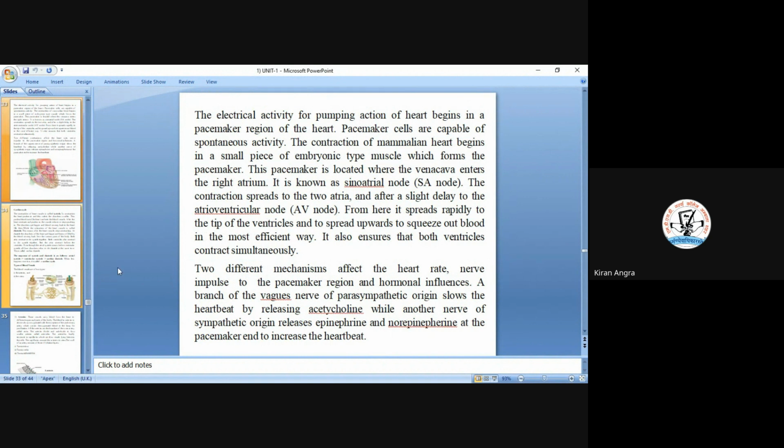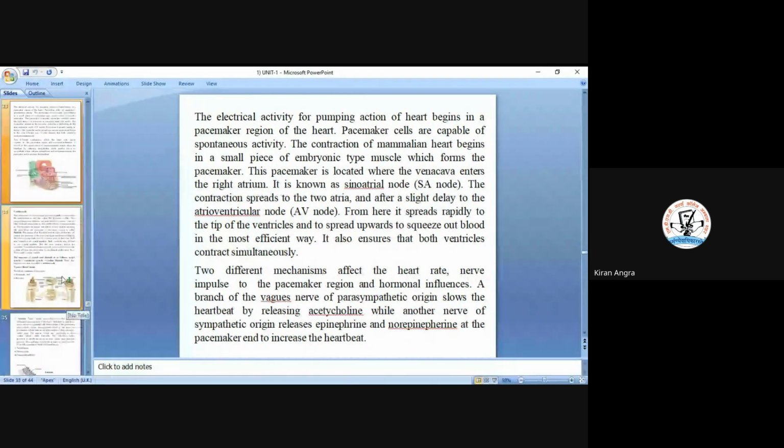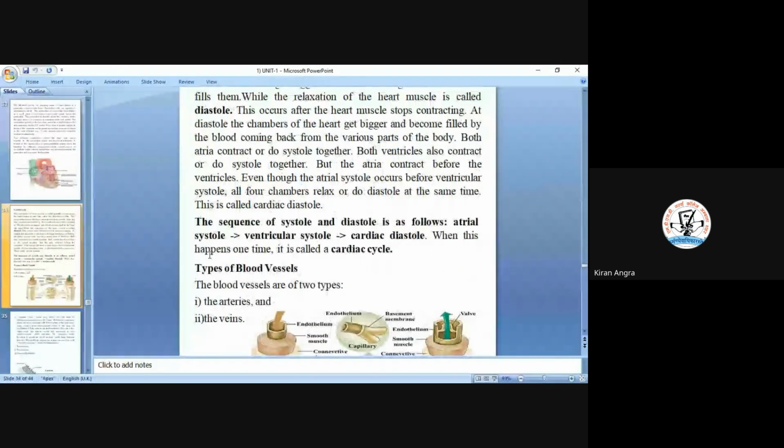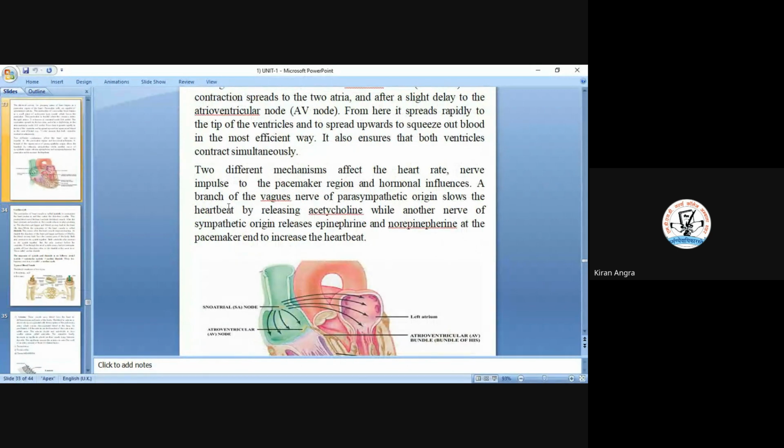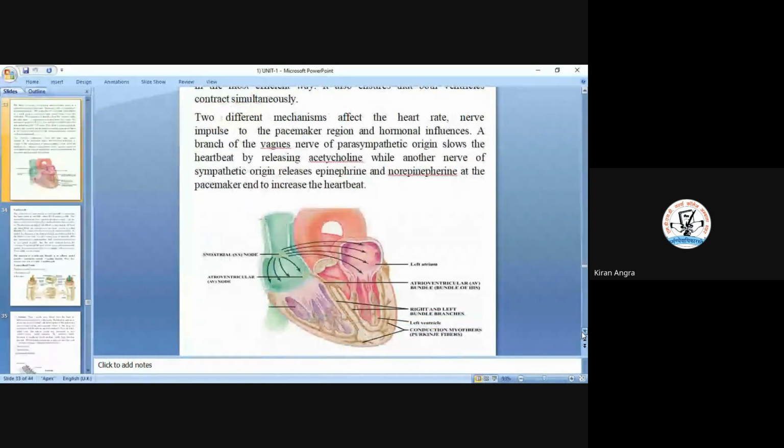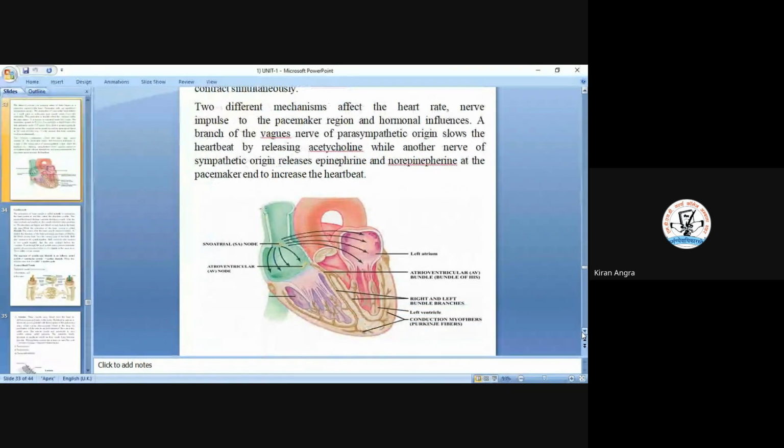The next diagram, please. I didn't notice there, but I hope they have not shown anywhere the pacemakers. Have they shown the pacemakers? No, the position is not clear here.